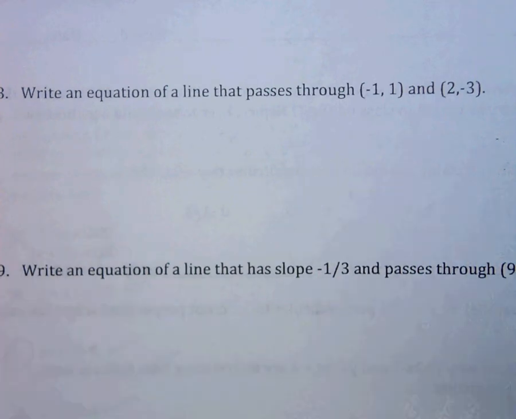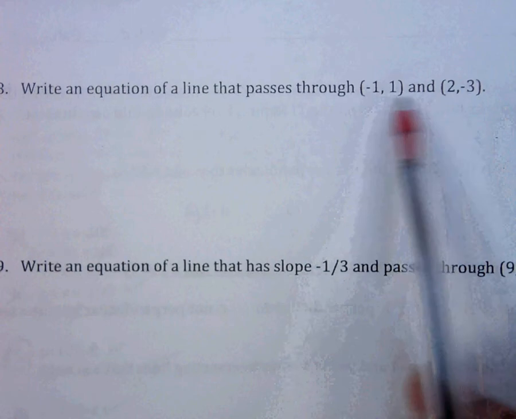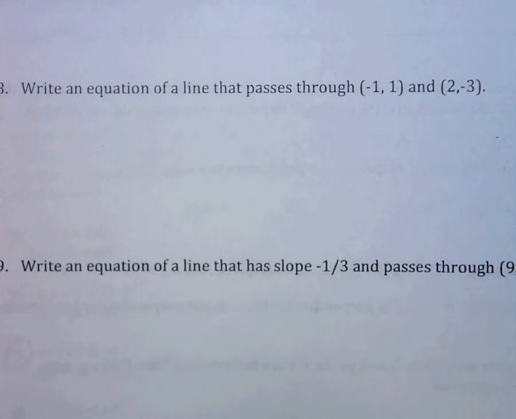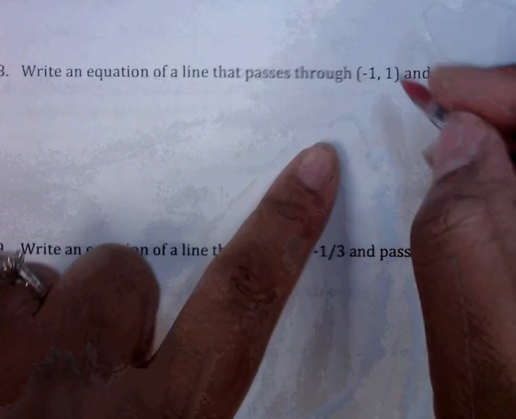Number 8, write an equation of a line. Sorry guys, that was a bell, but I'm going to keep going. Write an equation of a line that passes through these 2 points. What we need to do is first find the slope.